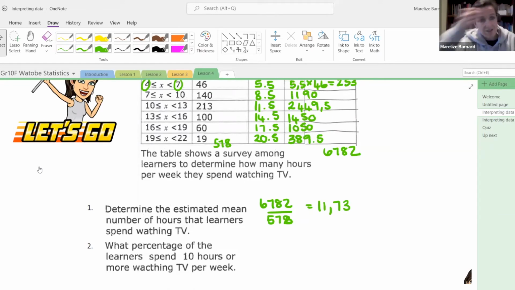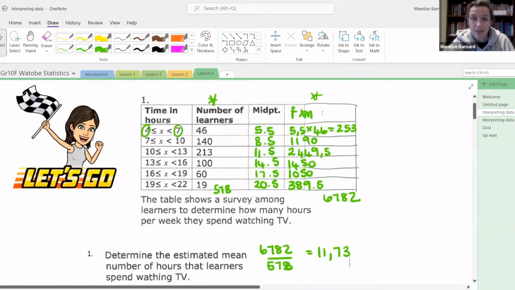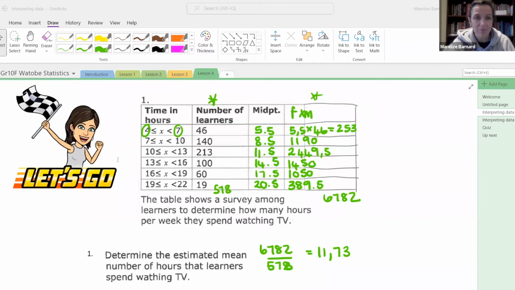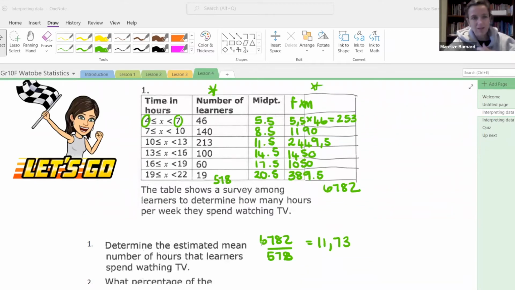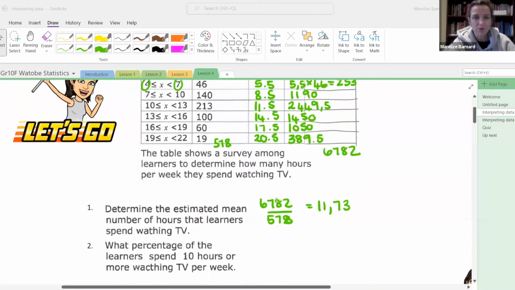Chandra is asking, ma'am, doesn't matter which one you put on top? Absolutely. You have to take the F times M at the top and divide it by the total frequency. Okay, there are some more people waking up. Well done. Welcome to the estimated mean party. You're in it. You got it.